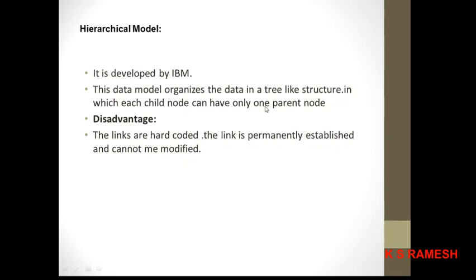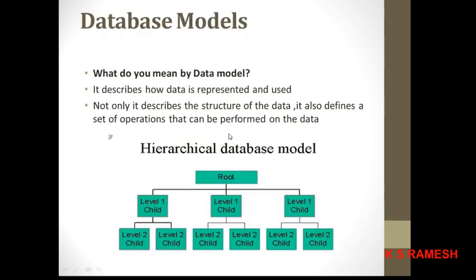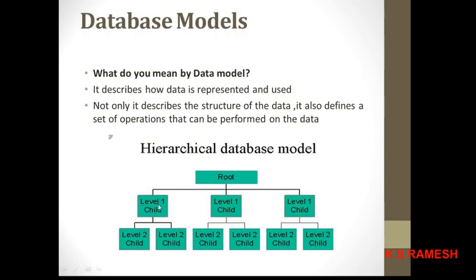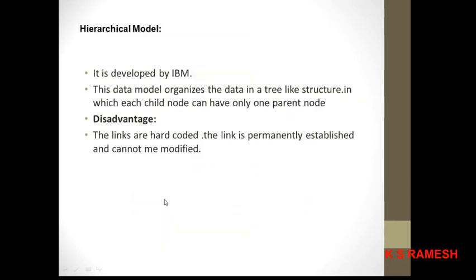The data model is organized in a tree-like structure in which a child node can have only one parent node. Observe here, the child node has one parent node. What is the disadvantage in this? The links are hard-coded. The link is permanently established and cannot be modified. So this link between this root and this child one is permanently established. We cannot remove it. That is the biggest disadvantage of this hierarchical model.